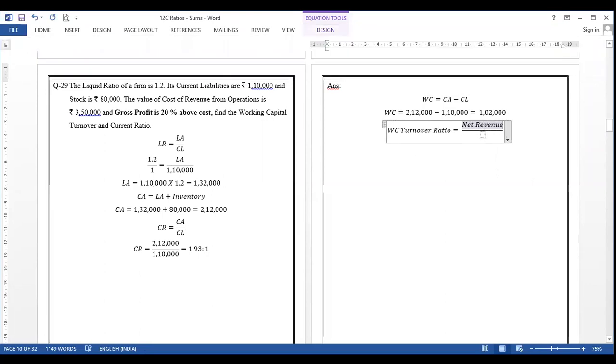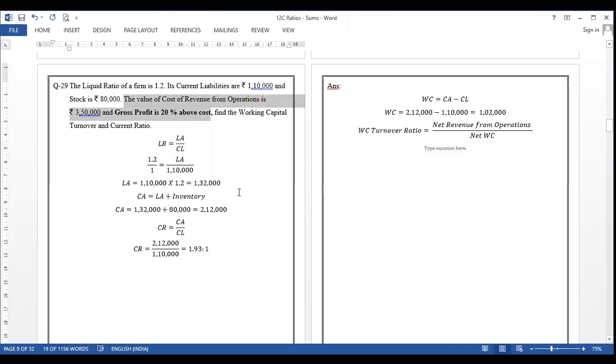Net revenue from operations to be divided by net working capital. Fine. Now what is the next step? Working capital is there with us, 1,02,000. I can see that. But what about revenue from operations? Yes, sir. We will find it out by gross profit, 20% above cost. So we will take 3,50,000 into 20 upon 100, which will give us 70,000.